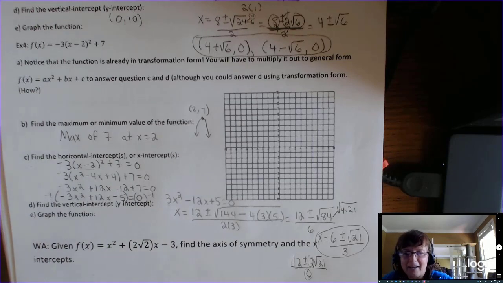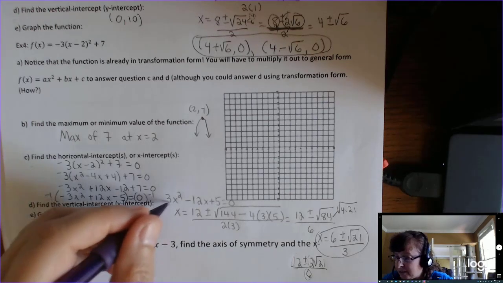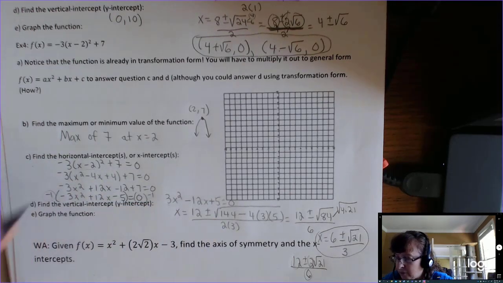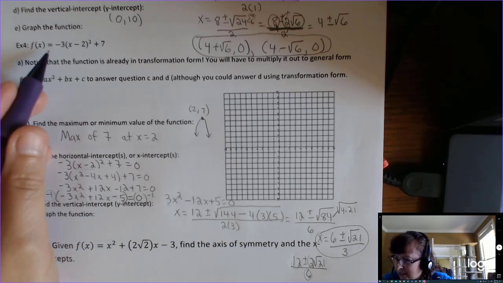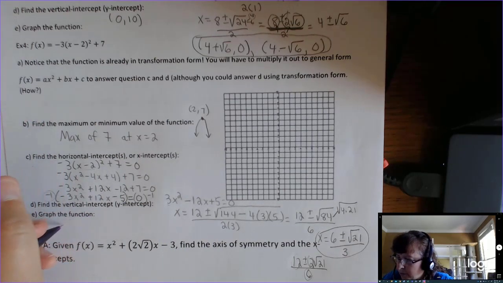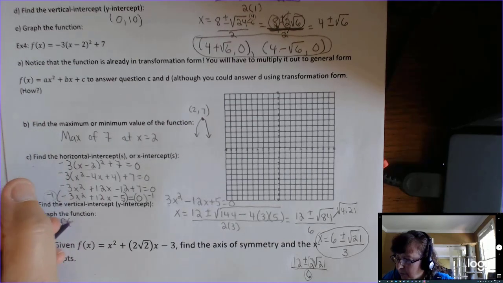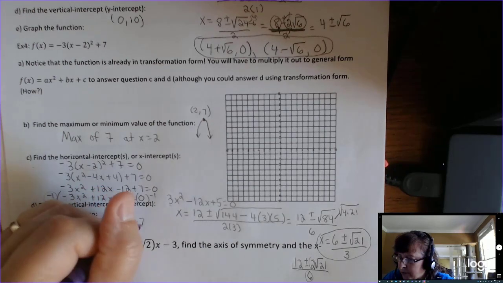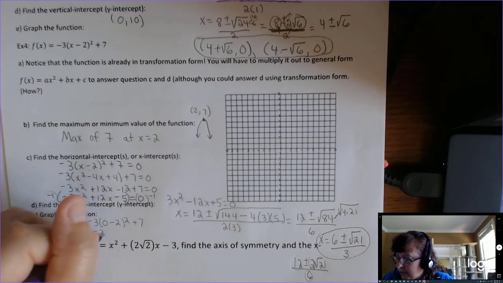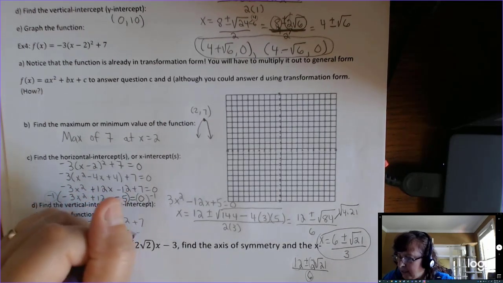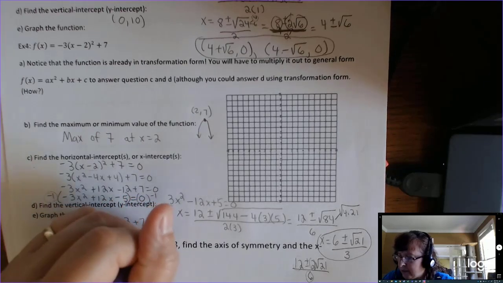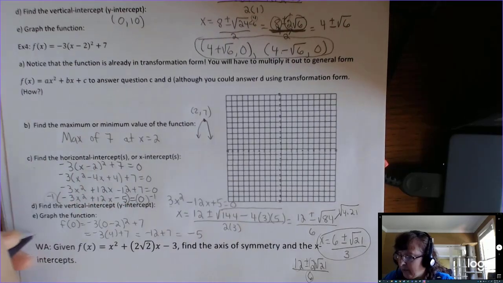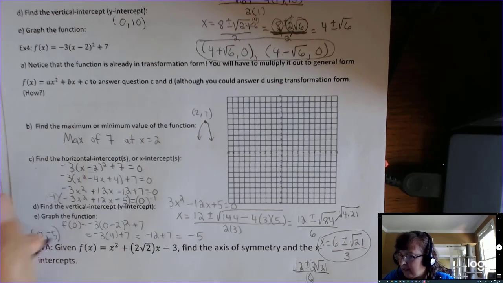I said this in class, and then a student, I know the name of the student who did it. It's usually my smart ones, but this is a changed function. So go back to the beginning to find the y-intercept. Remember, all you have to do is put 0 in for x. So -3 times (0 minus 2) quantity squared plus 7 is -3 times 4 plus 7, is -12 plus 7, is -5. The y-intercept is (0, -5).